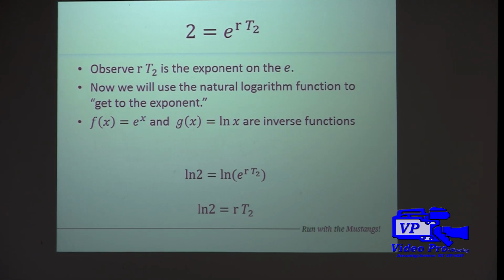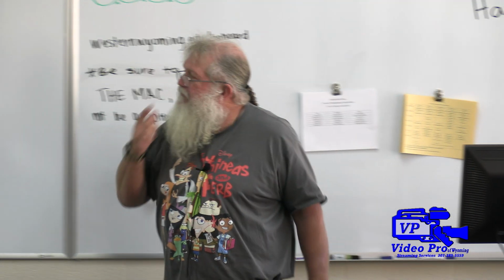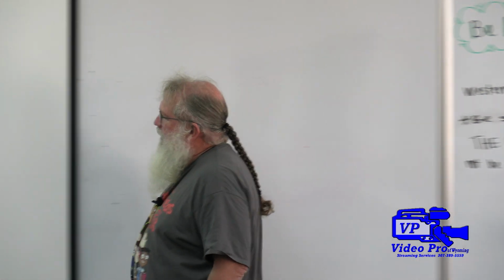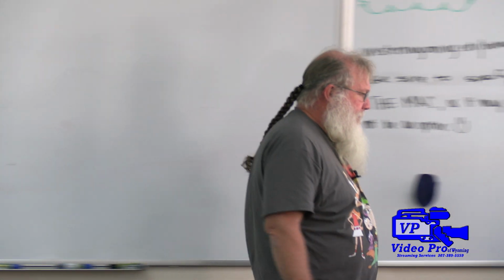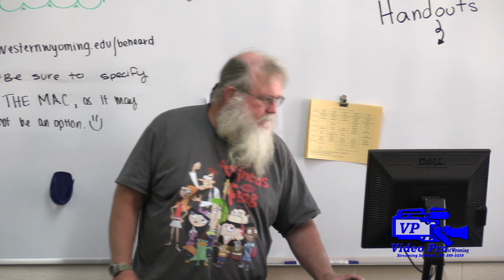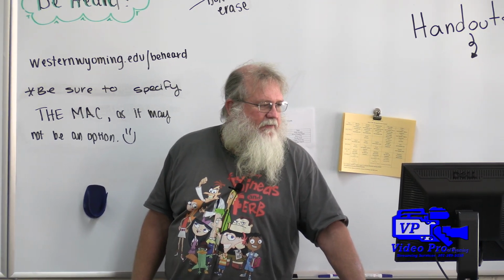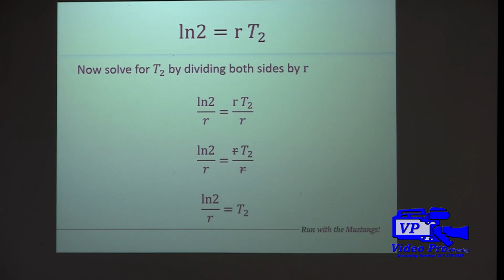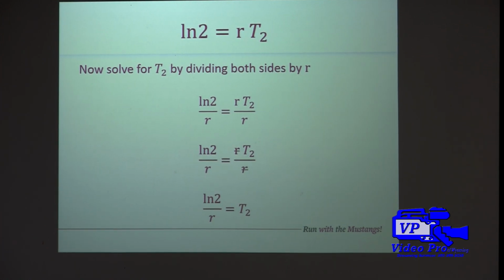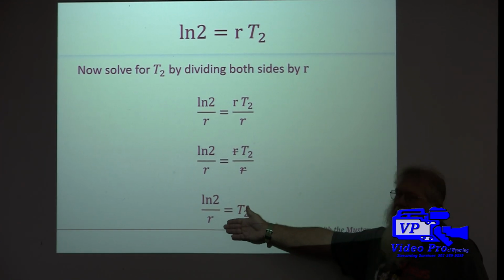And now this allows us to solve for t sub 2. And how are we going to solve it for t sub 2? We're going to divide both sides by r. The r's will cancel on the right-hand side. And we come up with this formula here now. The t sub 2 equals ln of 2 over r.